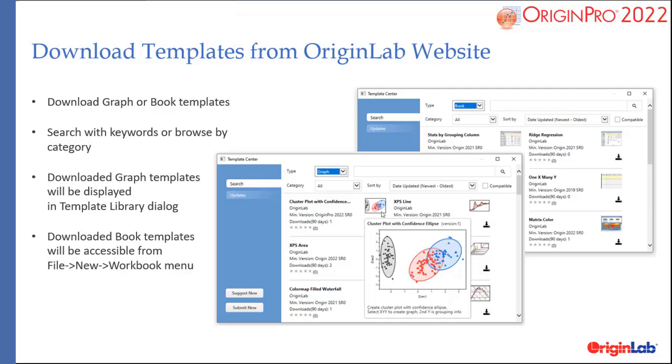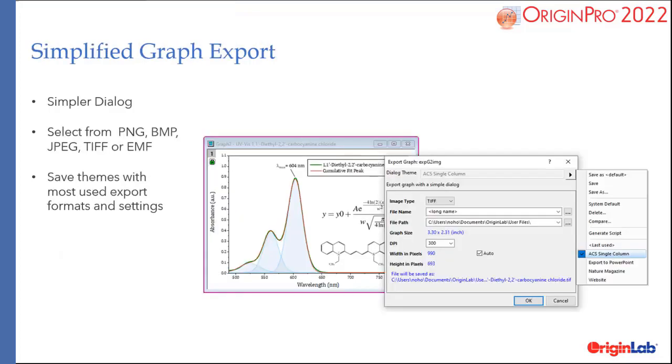This Template Center dialog works very similar to how the App Center dialog has been working in the past. There is now a simplified graph export dialog with just the pertinent controls that are typically required for graph export. The formats supported are PNG, BMP, JPEG, TIFF, and EMF.